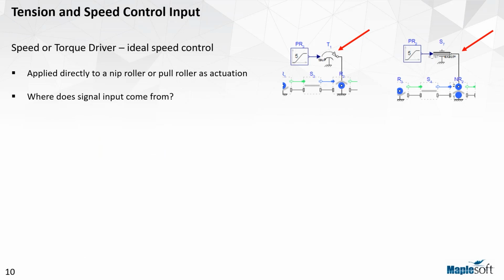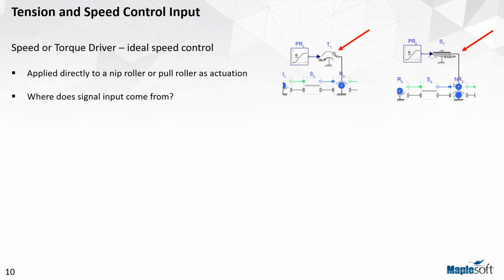So one thing I mentioned was in regard to tension and speed control input. You can use a speed or torque driver. These are an ideal speed control. After you build the ideal, we can go back in and add some more of your motor dynamics or add in more control and feedback loops and so forth. These control drivers are applied directly to a nip or pull roller and are input as actuation.